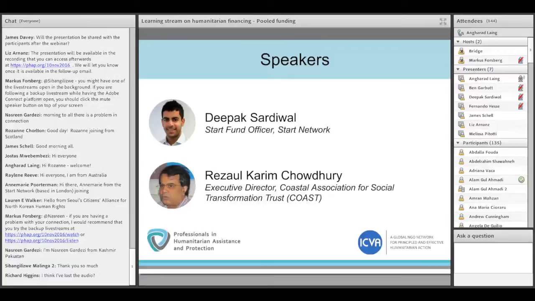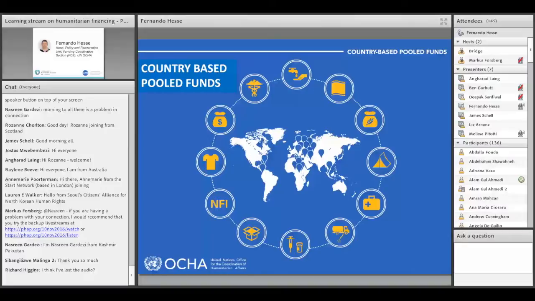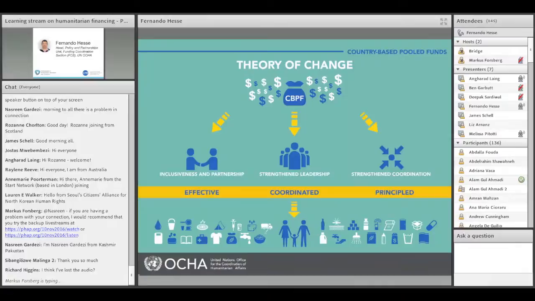Great. Thank you. So country-based pooled funds are multi-donor humanitarian financing instruments established by the Emergency Relief Coordinator, which allow governments and private donors alike to pool their contributions to support specific emergencies. NGOs, UN agencies, and other humanitarian partners in the field have access to the pooled funds in both sudden onset and prolonged humanitarian situations. The unifying concept for country-based pooled funds is that centralizing the fund resources and their allocation under the leadership of the humanitarian coordinator on the ground brings the different aspects of the humanitarian response together in one channel.